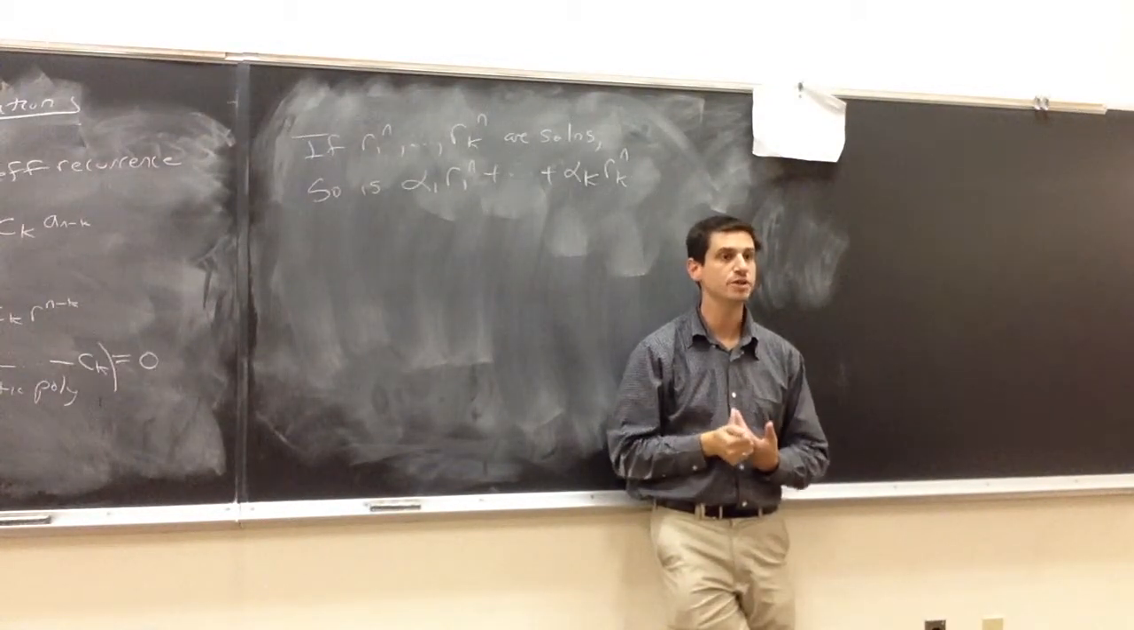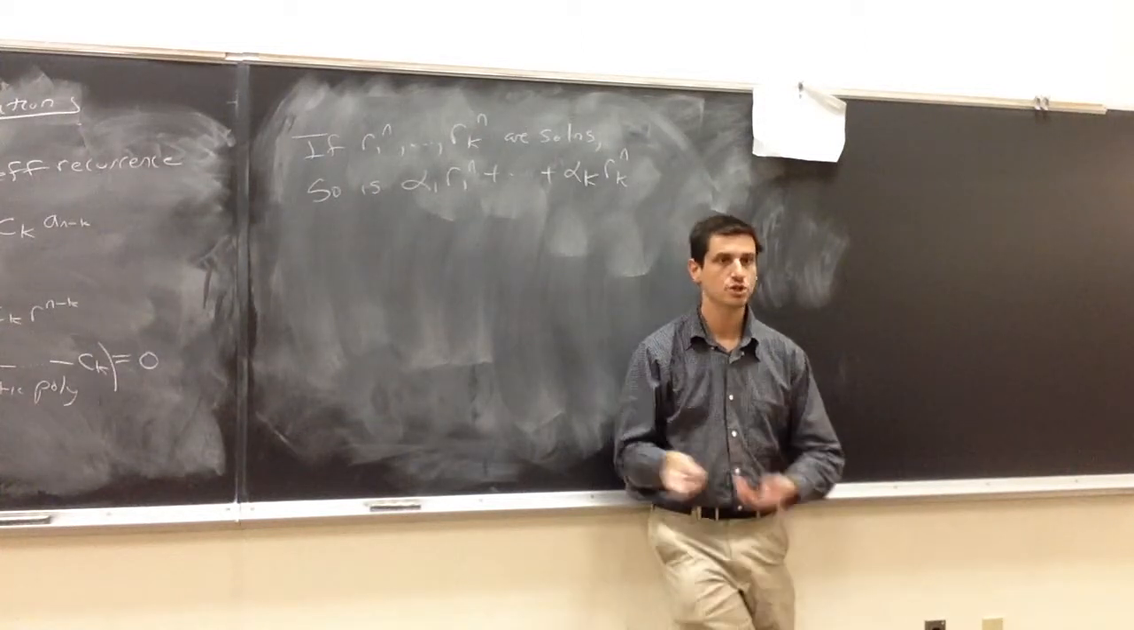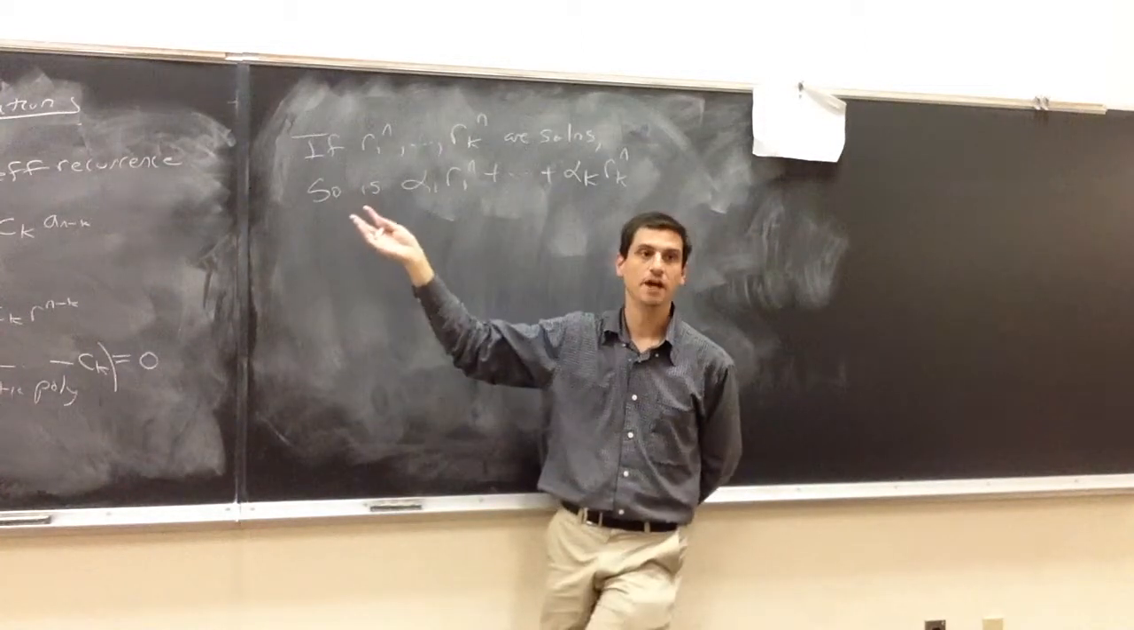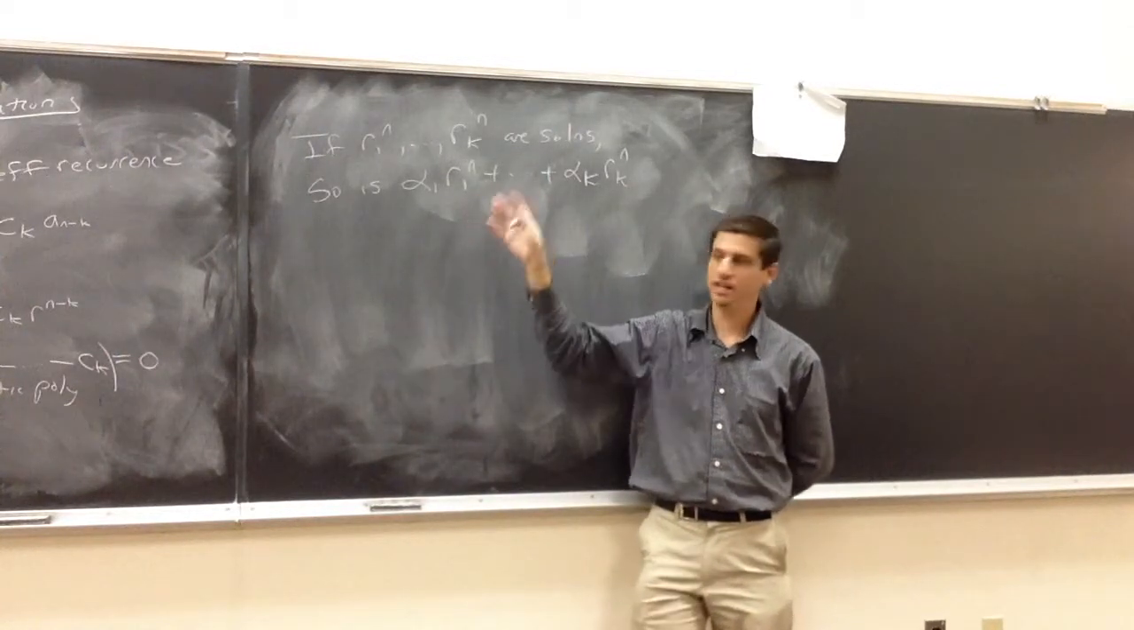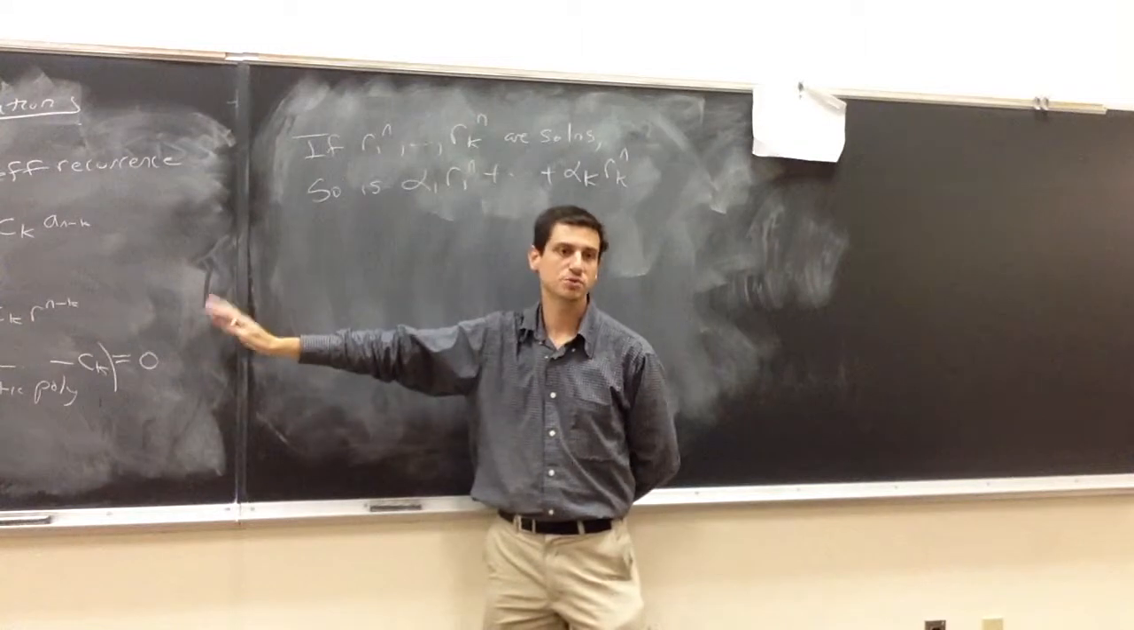The reason this is true is because we have a linear recurrence. So the way you would prove this is you would just plug this in, and you would basically just show I can group things together. I group all the r1s together, and I get the characteristic polynomial multiplied by alpha 1.